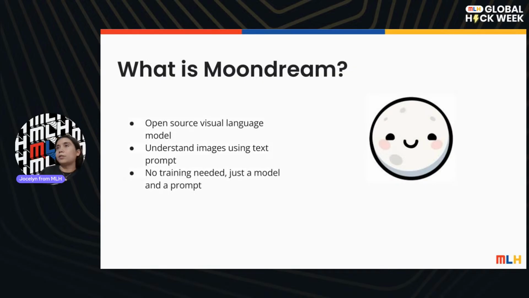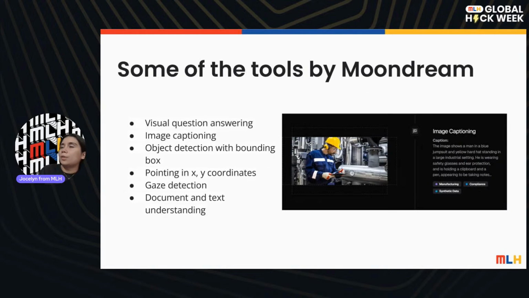So you can see all of the different capabilities that you can do using Moondream. There's no training needed. It's just a model and a prompt that you can use to test it out. Some of the cool tools that Moondream has is visual question answering. You also have image captioning. You can have object detection with bounding box, and you can point in X, Y coordinates. There's also gaze detection and document and text understanding, which is related to the character detection.